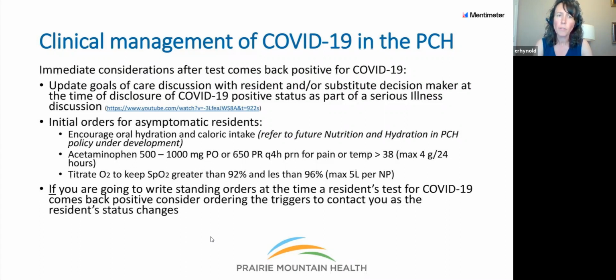Something worth thinking about, if you're going to write standing orders at the time that a resident's COVID tests come back positive, it's important to order triggers that are going to get staff to contact you as the resident's status changes. So at the peak of the outbreak, Dr. Robert was writing the order set, including palliative care orders, if that was within the goals of care, at the time the test came back positive. So it's important to have a mechanism where you know who is changing quickly, so that you're aware of when things change quickly, because personal care home residents with COVID-19 change extremely fast.